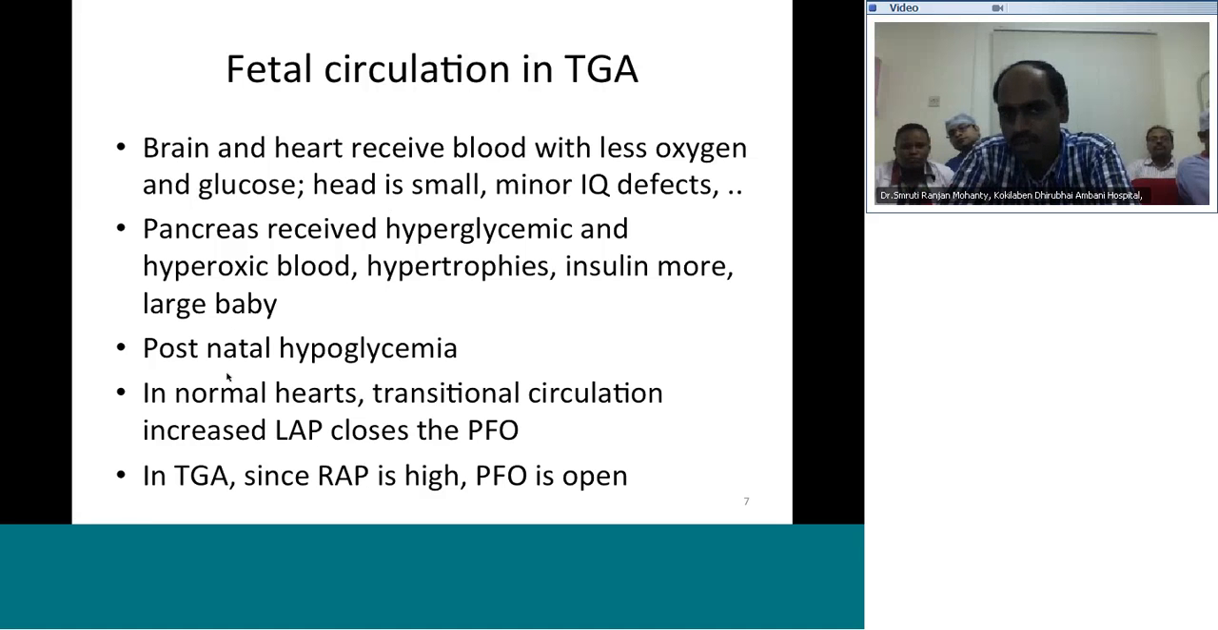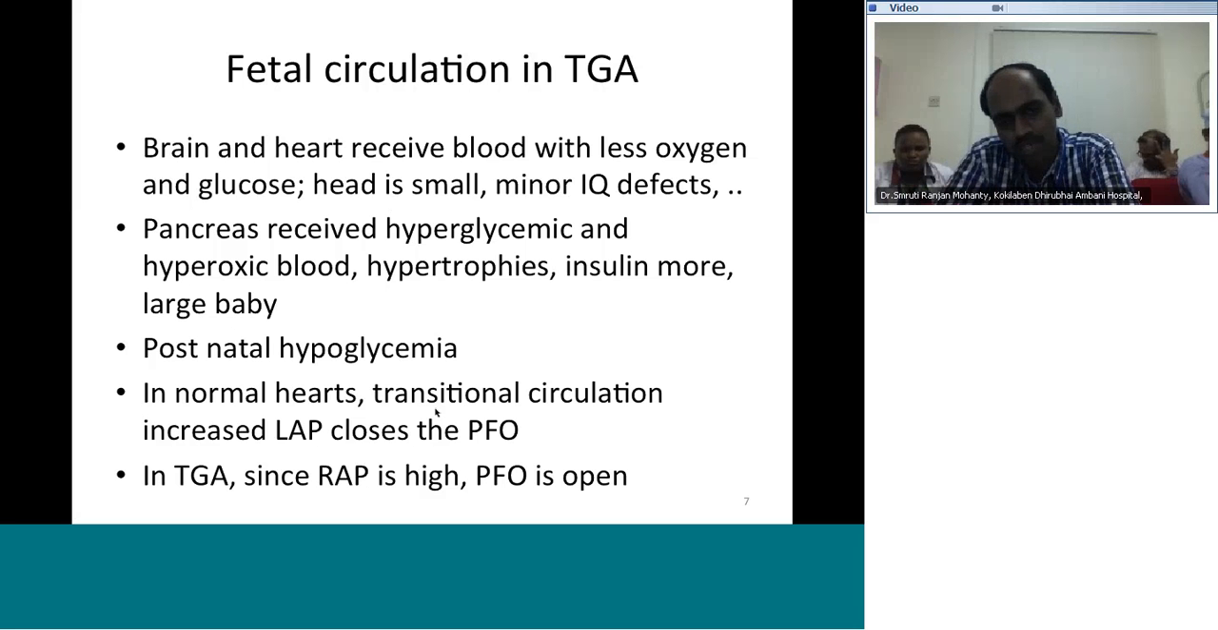In a normal heart, during the transitional circulation, there is an increase in the left atrial pressure because blood starts to go from the right ventricle into the pulmonary artery. Instead of going into the ductus, it starts to go into the pulmonary arteries. So a larger amount of pulmonary venous blood returns to the LA. LA pressure increases, and the LA pressure increase closes the PFO.